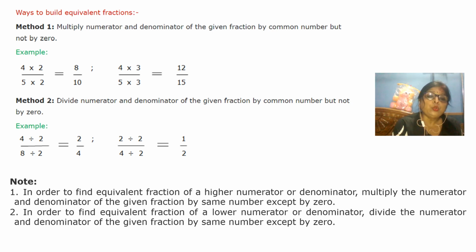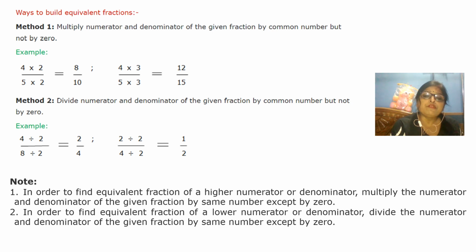Now, method 2: divide the numerator and denominator of the given fraction by a common number, but not by 0. Suppose here 4 by 8 is your fraction. You divide it by the same number, then you will get the equivalent fraction. So 4 by 8, you are dividing it by 2. So you are getting here 2 by 4. This is the equivalent fraction of 4 by 8.